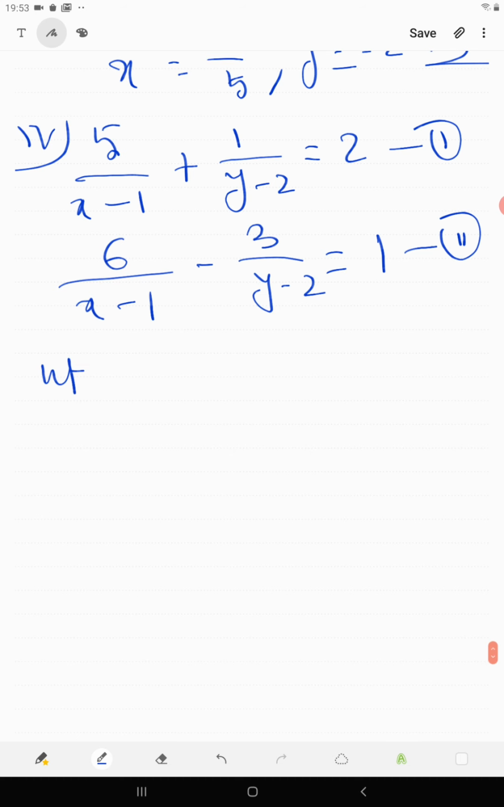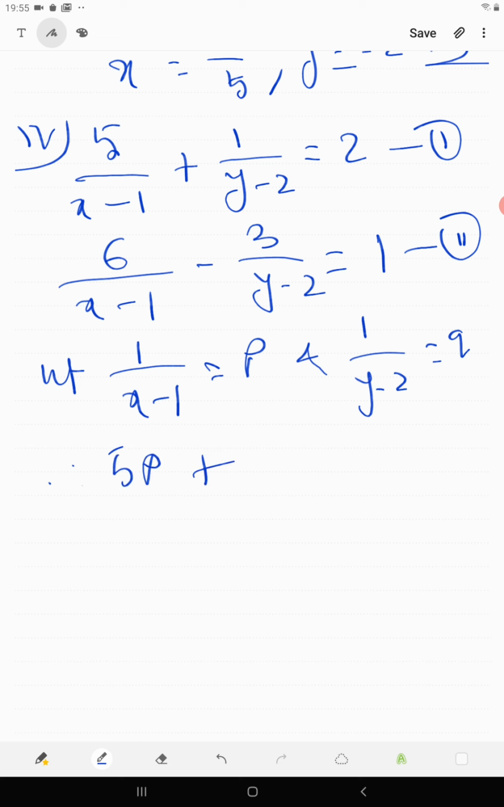So let 1 by x minus 1 equal p and 1 by y minus 2 equal q. Therefore, the equation becomes 5p plus q equals 2. You write it down, hence our equation converts to this. And then 6p minus 3q minus 1 equals 0.